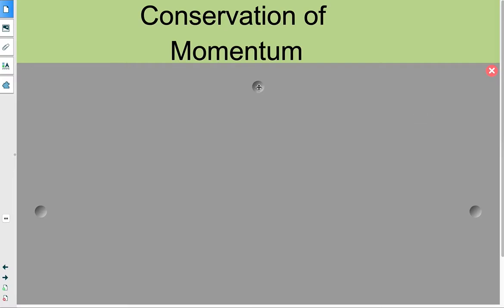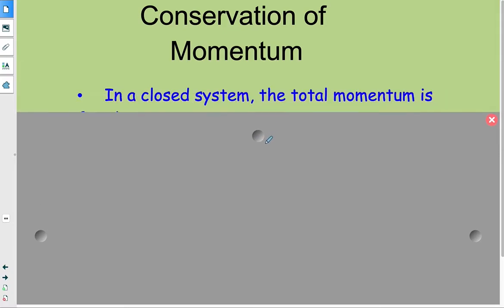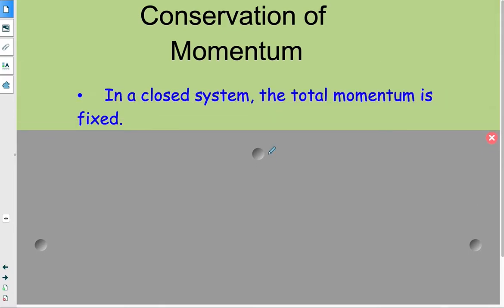The law of conservation of momentum, you guys, it's basically the same thing, all right? So the first thing to know is that in a closed system, the total momentum is fixed. And what that means is that if there are no outside inputs, the total momentum stays the same. The momentum that you start with will be the momentum that you end with. So in our lab, we started with zero momentum. We didn't have any outside forces, all right?